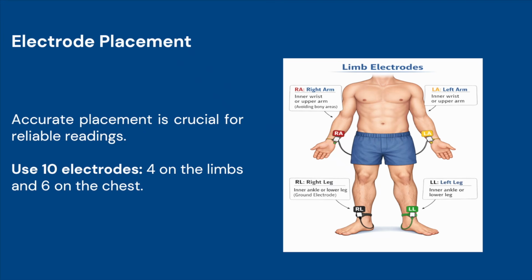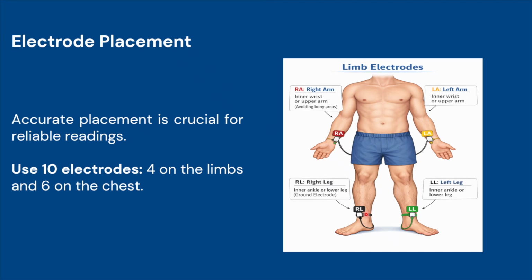Remember that we use 10 electrodes to record the 12 leads of the ECG. We have 4 limb electrodes and 6 chest electrodes. The 4 limb electrodes, as you can see, are red on the right arm, black on the right leg, green on the left leg, and yellow on the left arm.